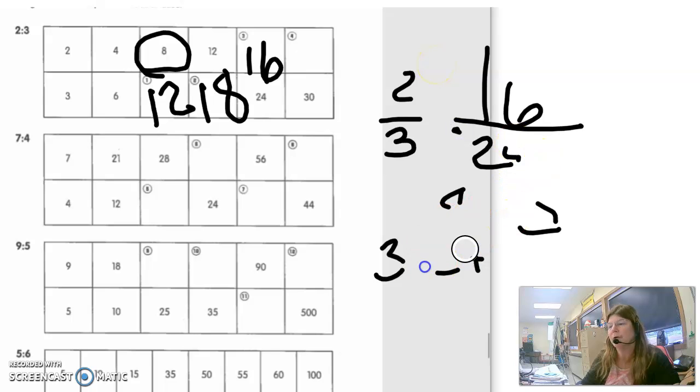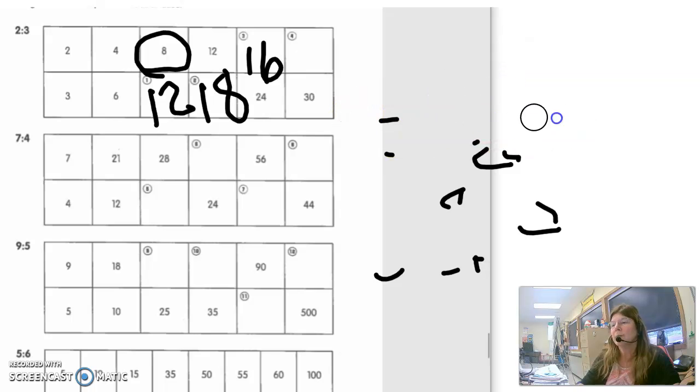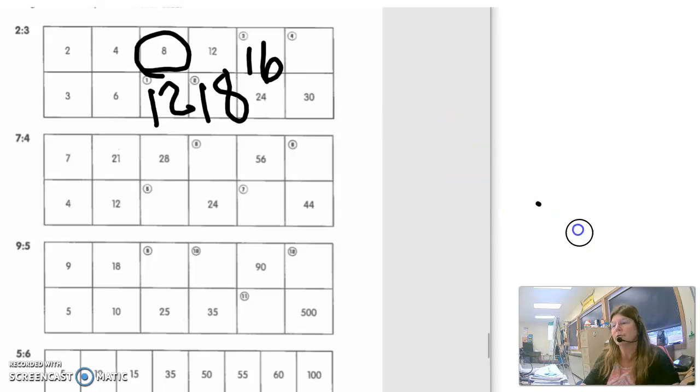There we go. Okay. So our next one, I'm going to let you do yourself. And you would put in your answer. So what do you do? You divide first and then you multiply.